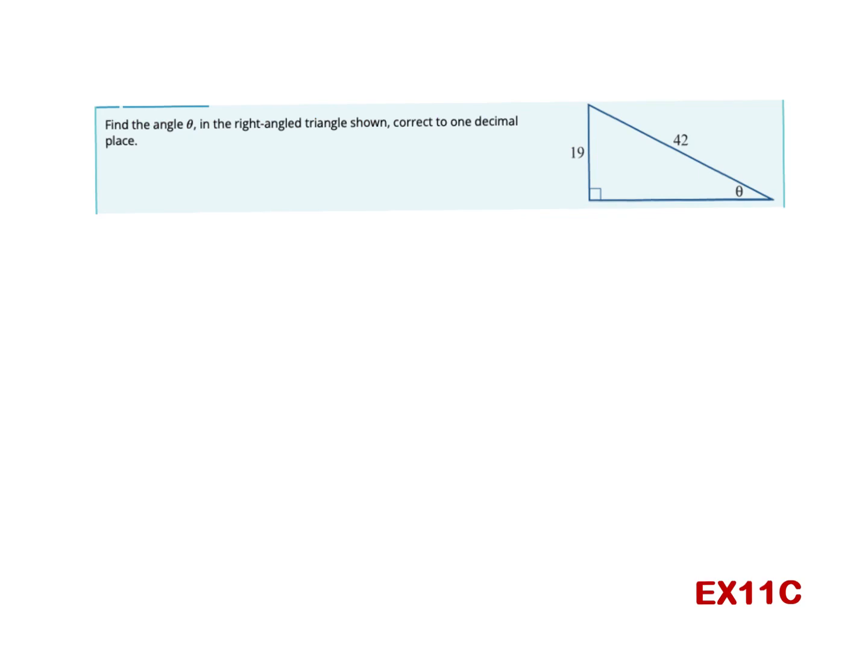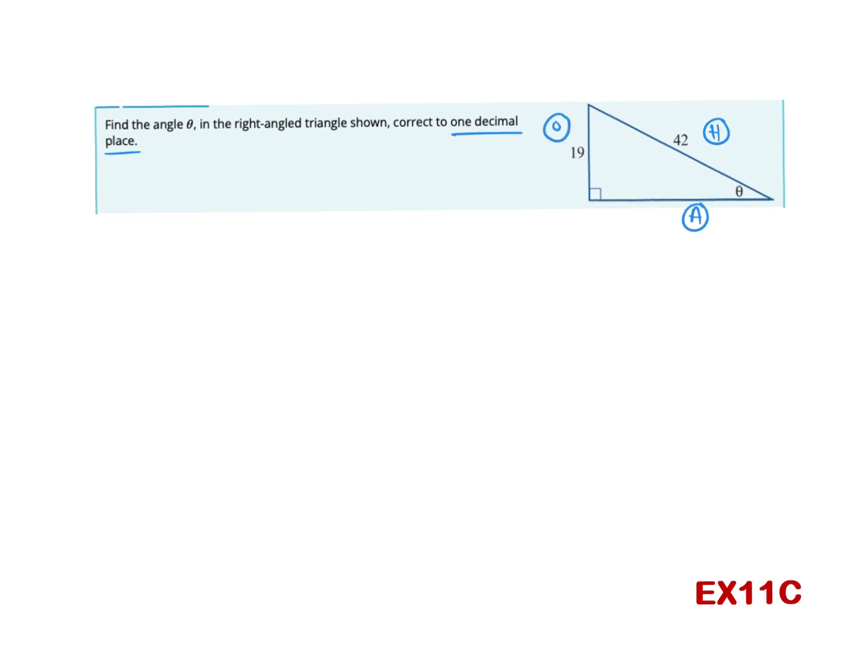Okay, so here's an example of a question now. It says find the angle in the right angle triangle shown correct to 1 decimal place. So they're letting me know how many decimal places. Like in our other one, we should still label our triangle. So if you label the triangle, this is the hypotenuse, this is opposite, and that would be adjacent.